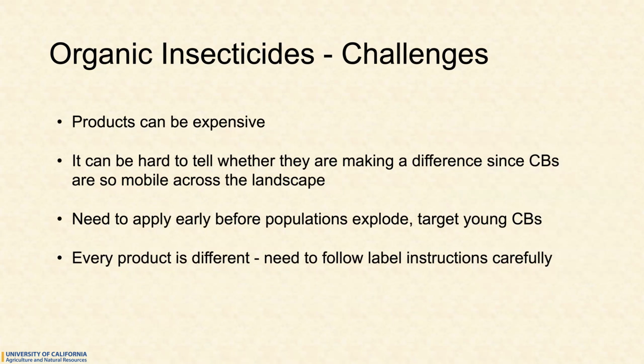So as you can see, there's actually a lot of different organic insecticide options out there. And they have pros and cons, just like every other IPM strategy I've covered. They have benefits, but they have limitations or challenges too. So a lot of these products can be pretty expensive, some more than others. It can be hard to tell whether they're really making a difference because cucumber beetles are so mobile across the landscape. Maybe you use a product, but then you think, oh, well, I think actually a bunch of beetles just flew in anyway. So I've heard growers talk about that when it comes to the nematode products in particular. So just bear in mind, it can be hard to tell.